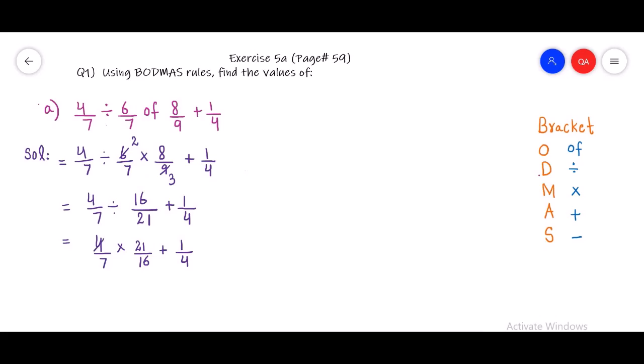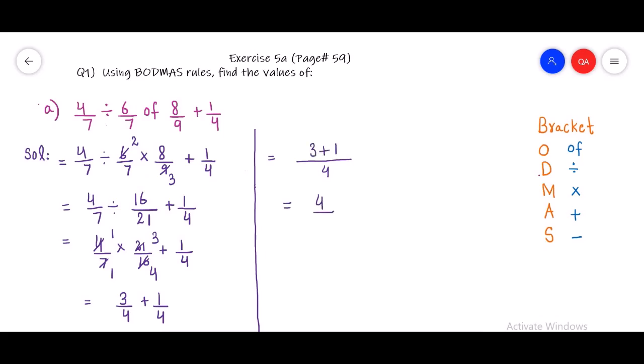So here you can see 4 ones are 4, 4 fours are 16, 7 ones are 7 and 7 threes are 21, which is equal to 3 by 4 plus 1 by 4. Now we will perform addition. Here we will take LCM as denominator is 4. So we will write 4 here. 3 plus 1, 3 plus 1 is 4. So 4 divided by 4. So this will be equal to 1.